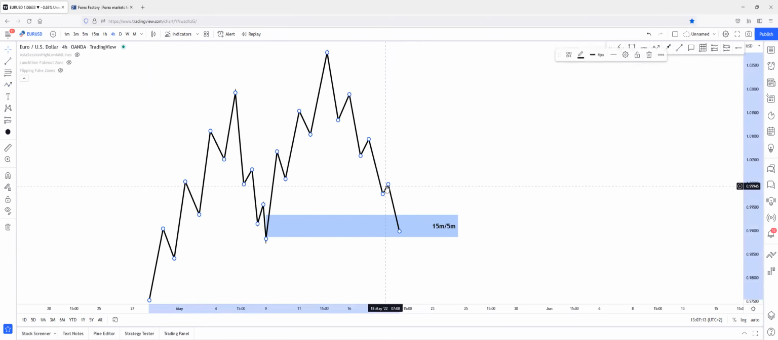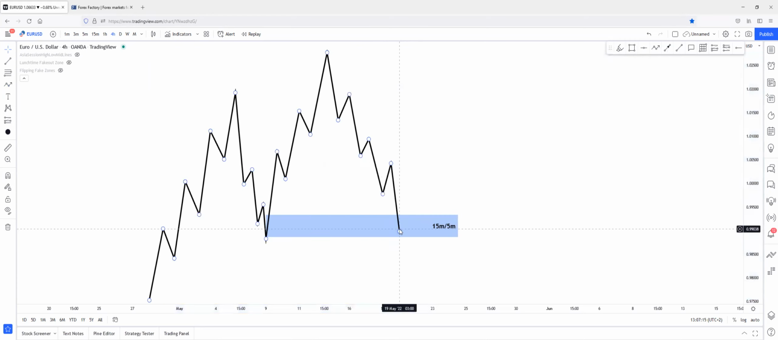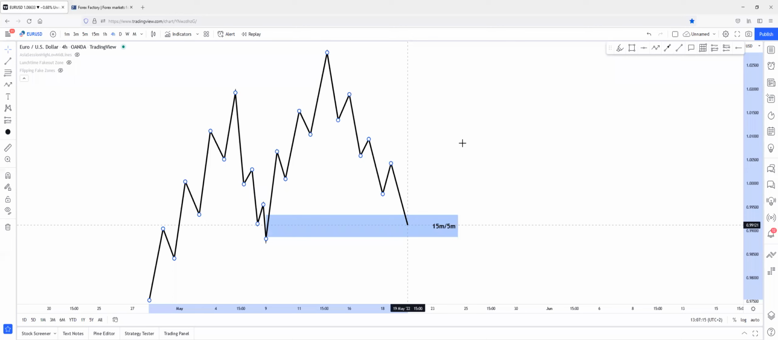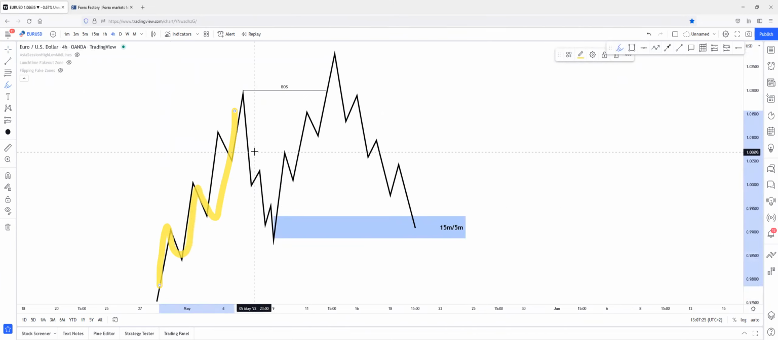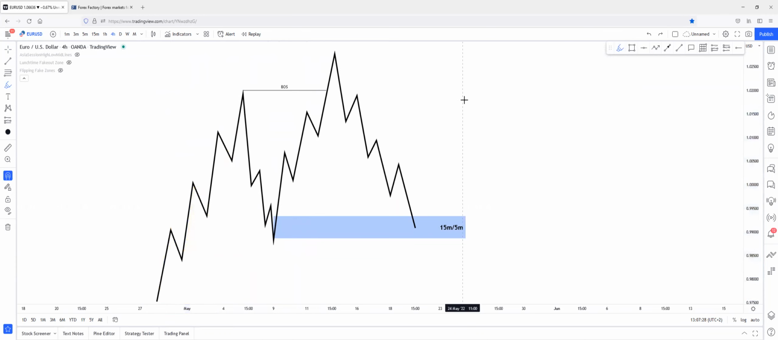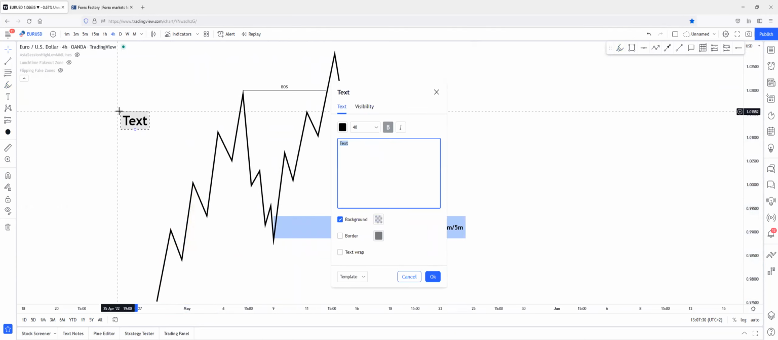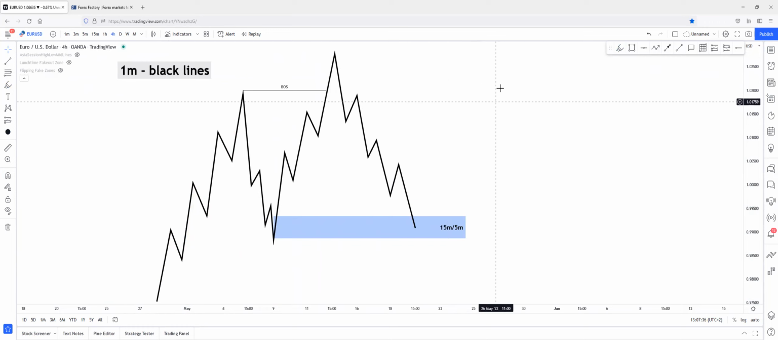Okay, this is the structure right now. And let's see. Here was a 15-minute breakout structure to the upside. And once again, these arrow movements are 1-minute movements. Okay, so these aren't 15-minute movements. These are only 1-minute movements, and I will mark it right here.